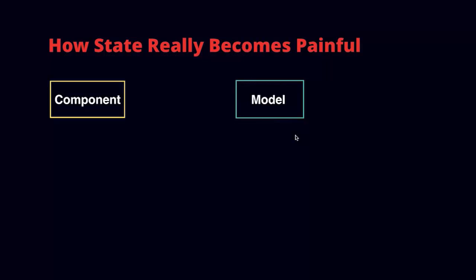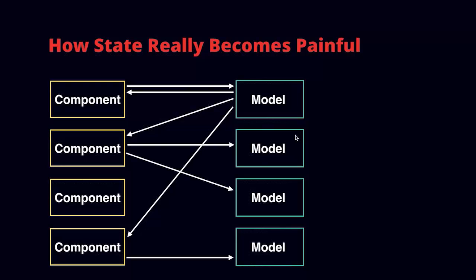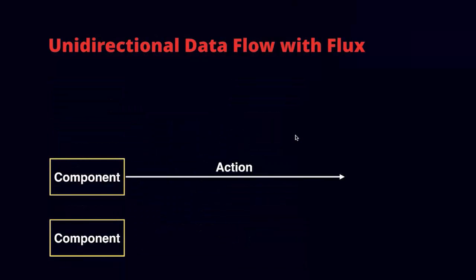So let's now come back to a typical application and understand how state truly becomes painful, right? You have a component and you have a model. This is your classic MVC approach. Your component updates the model, your model sends information back to the component. So far so good, but it gets messier when you have more components and more models, and you start having relationships where everything changes everything and you soon really have no idea what's happening.